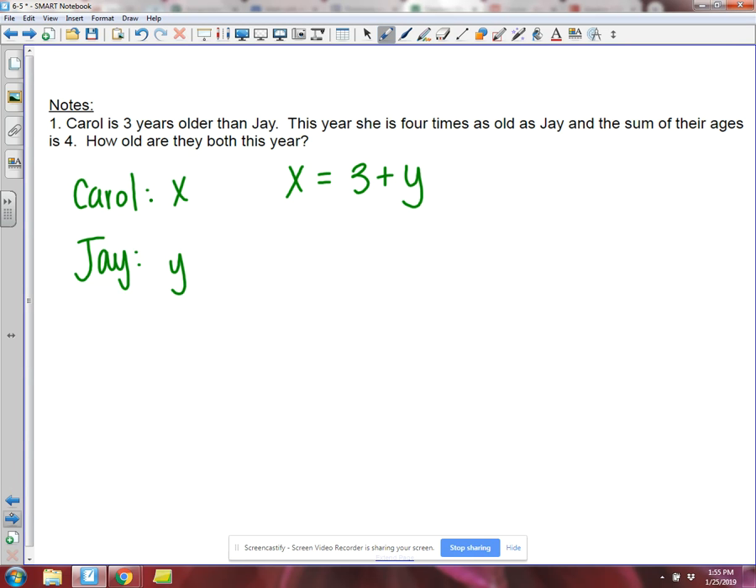Okay, now it says this year she is, who's she? What do we use for Carol? Is means equals 4 times as old as J. What are we using for J? 4Y. And the sum of their ages. How do I show the sum? What does the sum mean? So if I add their ages, equals 4. See how it says is 4? That's equals 4. How's everybody doing?